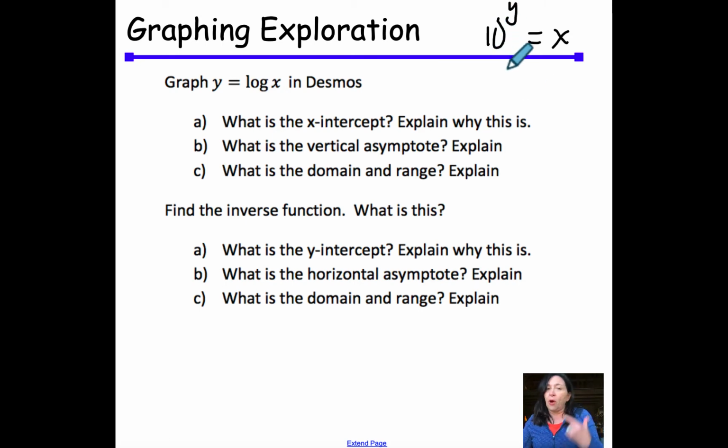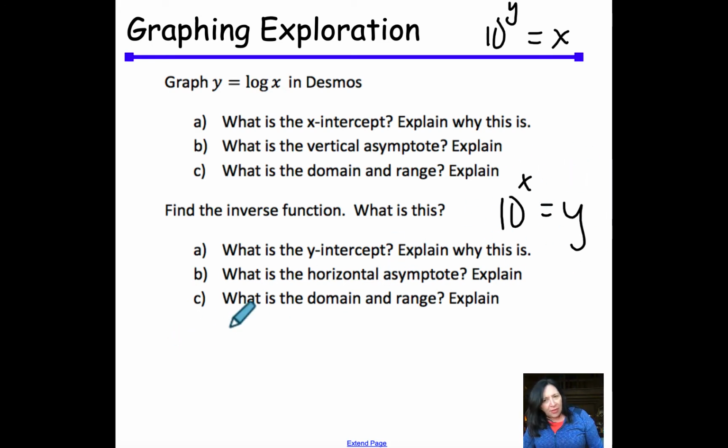And what I'm also thinking in my head is that the inverse of this is going to be 10 to the x power equals y. And this is my exponential, right? So graph this on Desmos, and you should get a graph going out right arm up like that and left arm straight down.